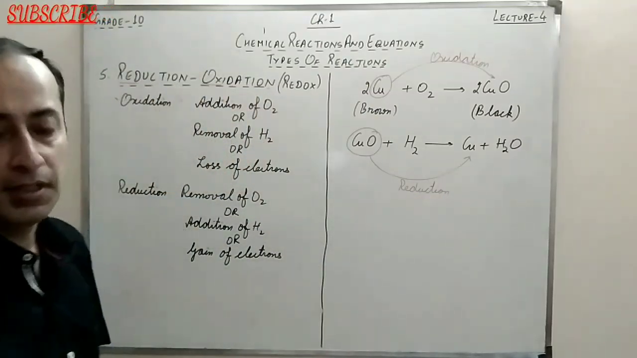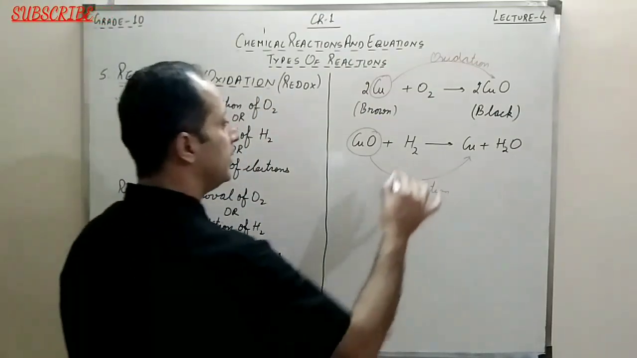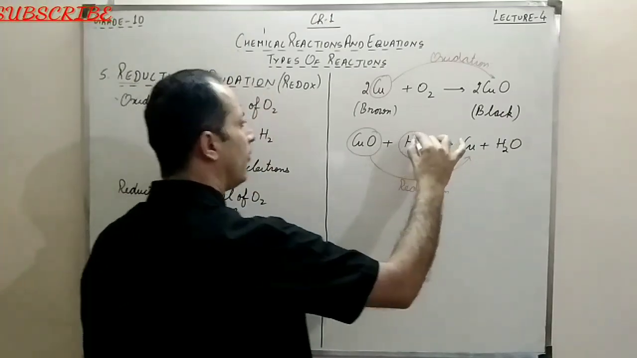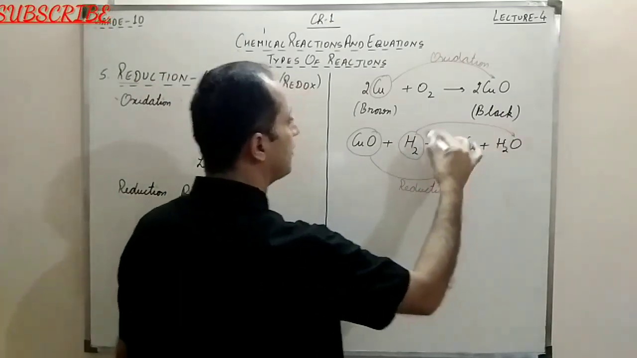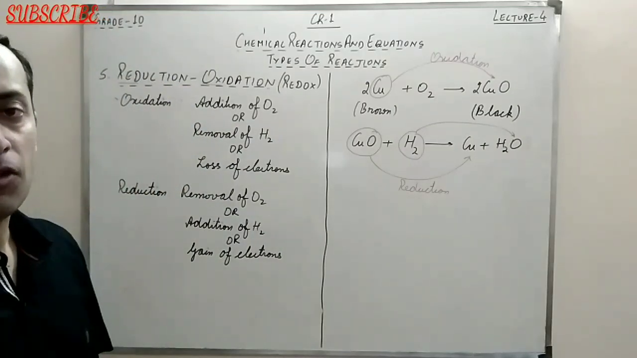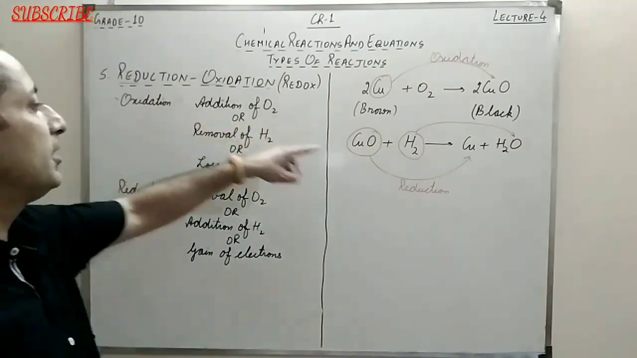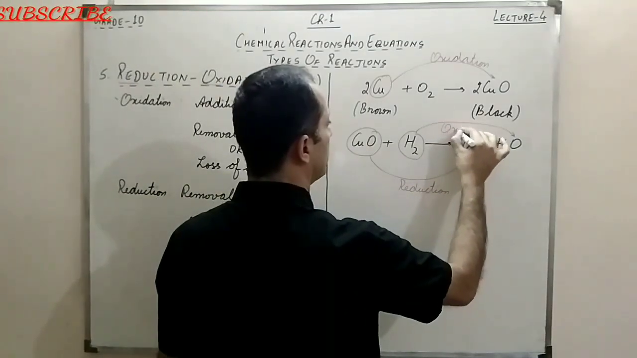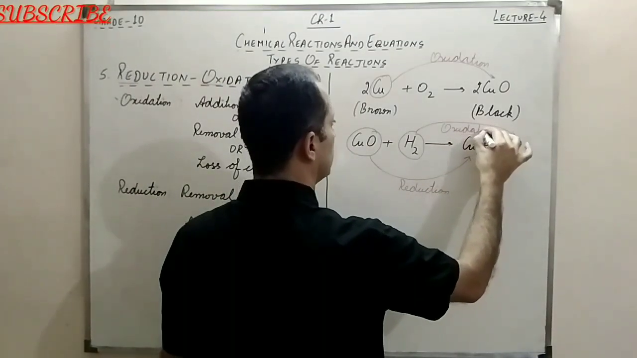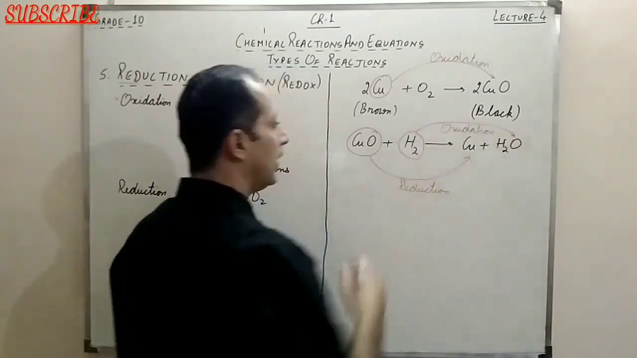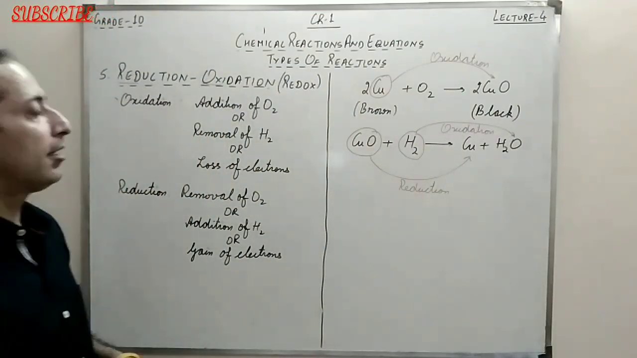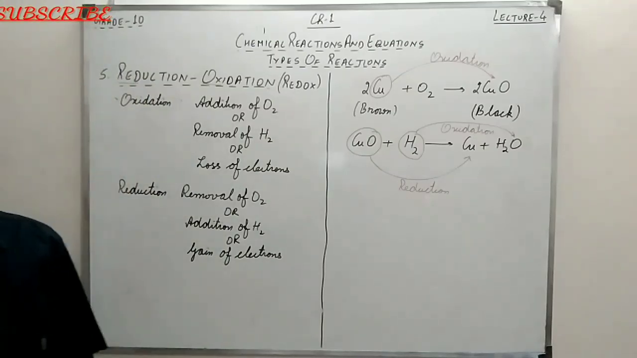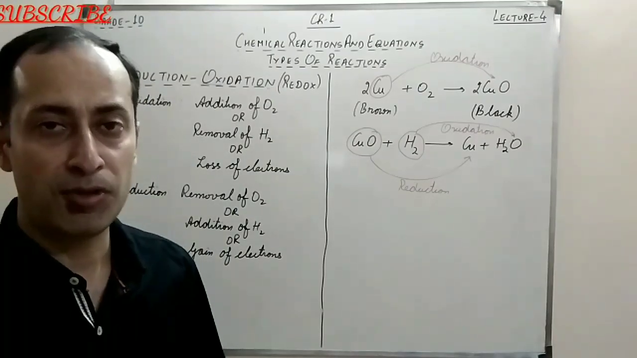This is reduction here. But on the other hand, initially this hydrogen was alone. Now what happened? It formed water. So oxygen got added to it. Addition of oxygen is there in hydrogen. So we say it is oxidation. Right? So this complete reaction is called a redox reaction because we have reduction also and oxidation also in this reaction.